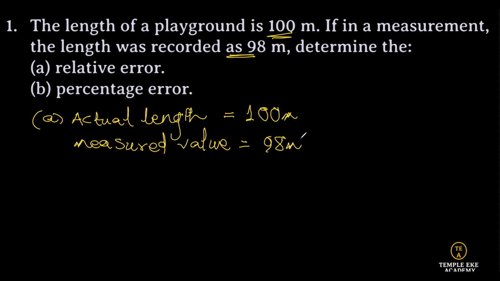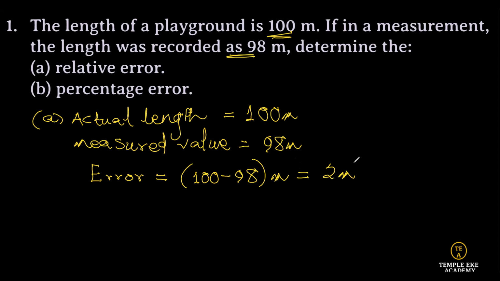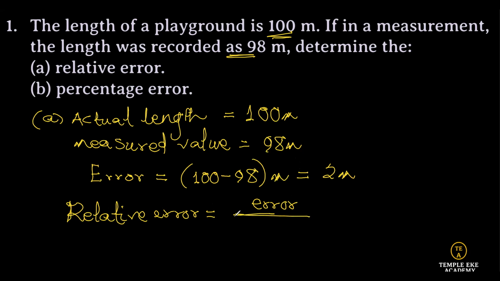And you can see there is already error incurred. Now let us do the actual error. The error is an absolute value here, so we want the positive value. Because we want the positive value, we simply take the difference between the actual length and the measured length, which means we have 100 minus 98 in meters. And this gives us 2 meters as the error. With this, we can now solve the question. So the relative error: we know the formula for the relative error. The relative error is the actual error, simply, I like to write error divided by the true value, which is the actual length.